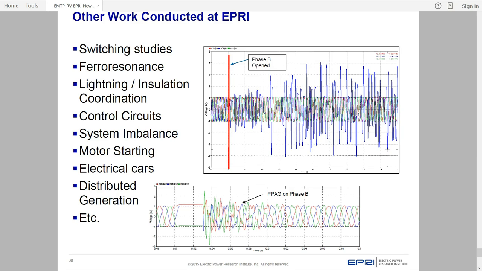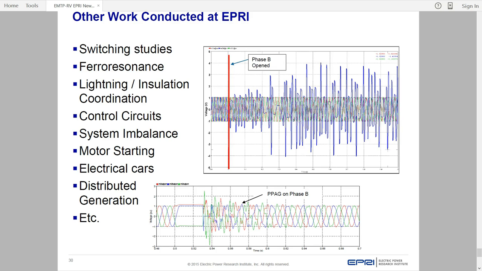Some of the other work we conducted at EPRI using RV: switching studies, a lot of ferroresonance studies. This is a sample of a ferroresonance study I performed. Lightning insulation coordination, and again, one of the powerful things with EMTP is the controls that you can implement. And, you know, going back to my early days, you don't need a switching model to model what you want on the power system. And that was one of the greatest things using the RV, being able to put in controls, put in the behavioral models and increase your simulation time, able to do more runs and actually get the results that you want without all the complications that come along with running a switching model.